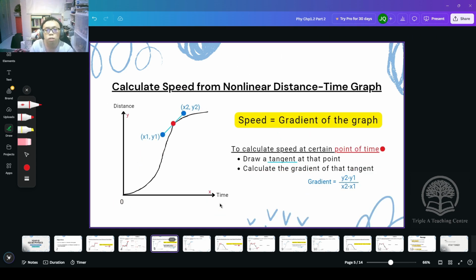So what if the graph is non-linear? Let's say a curve like that. We also calculate the gradient, but instead of a line, it will give you a point. If you are given a point and asked to find the speed at that point, say the red dot here, how do you calculate the speed? You draw a tangent at that point. What is a tangent? A tangent is a line that touches the point exactly, like the blue line here. You calculate the gradient of this tangent to know the speed at the point of time, the red dot here.